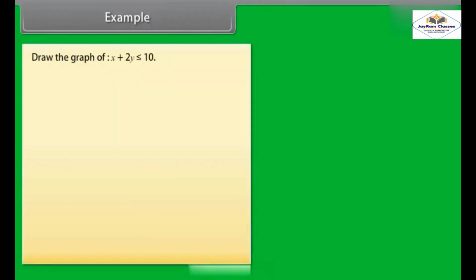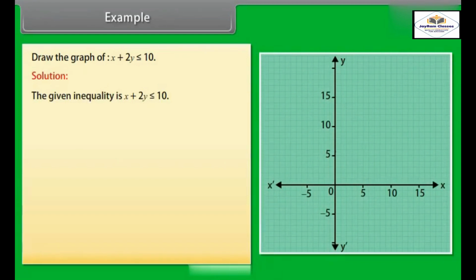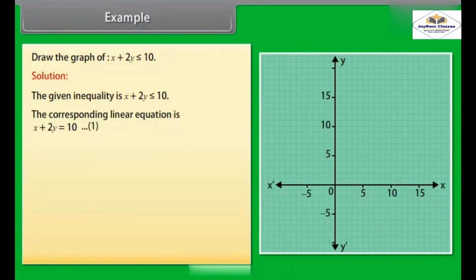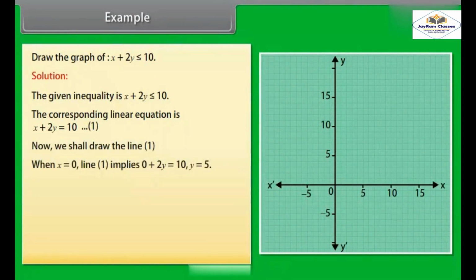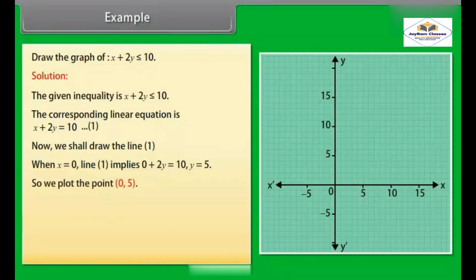Example: draw the graph of x + 2y ≤ 10. Solution: the given inequality is x + 2y ≤ 10. The corresponding linear equation is x + 2y = 10. Name it as 1. Now we shall draw line 1. When x = 0, line 1 implies 0 + 2y = 10, y = 5. So we plot the point (0, 5).